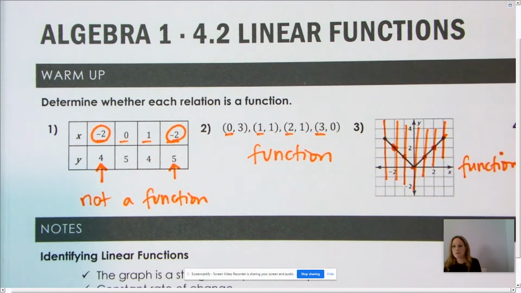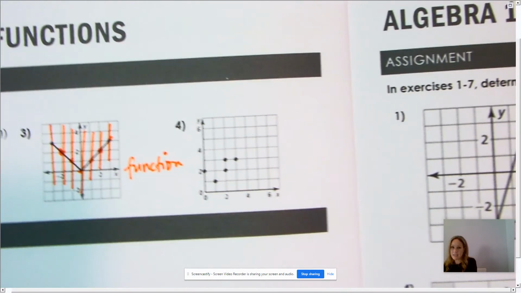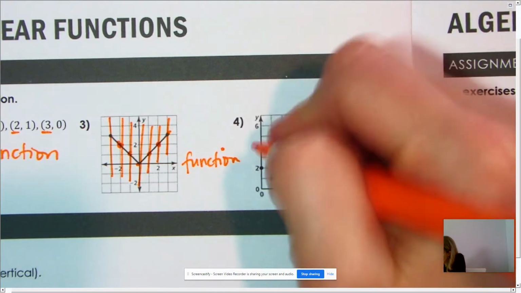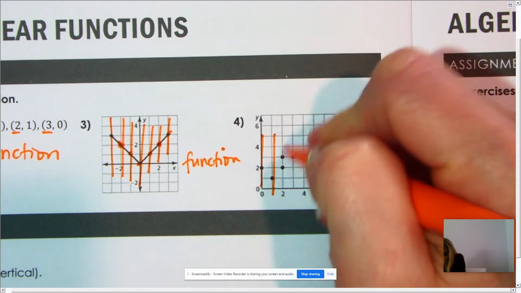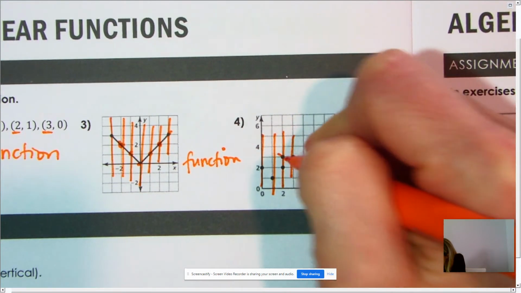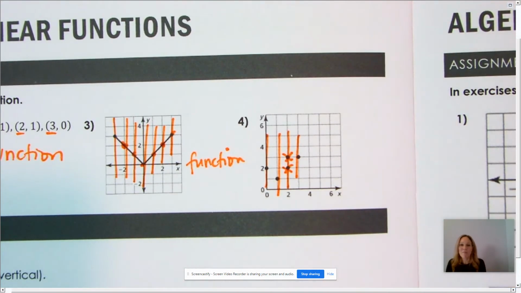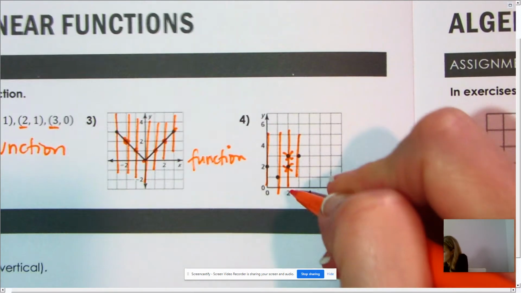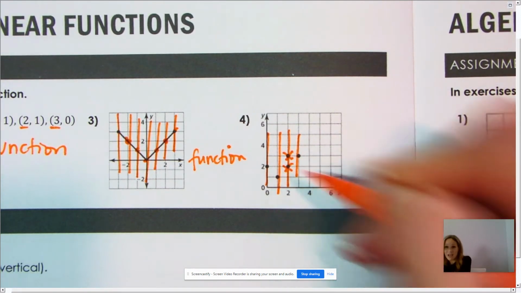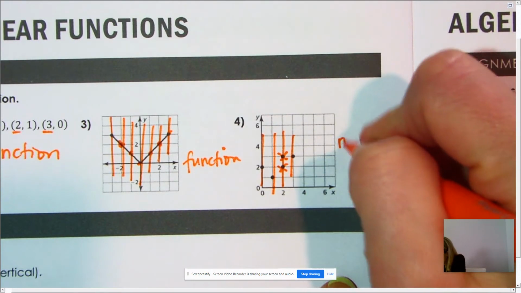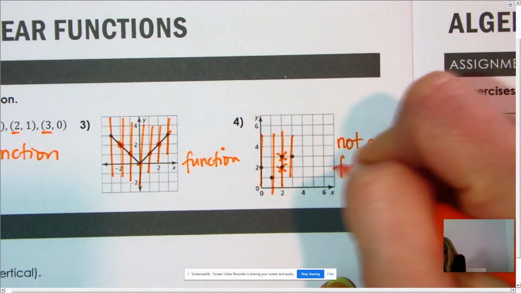Okay, question number 4. I can use the vertical line test on this one as well. So I'm going to draw a vertical line everywhere I can through my function. See, is there any vertical line where it passed through twice? And yes, there is. So that means that this input has two different outputs. So that is not a function.